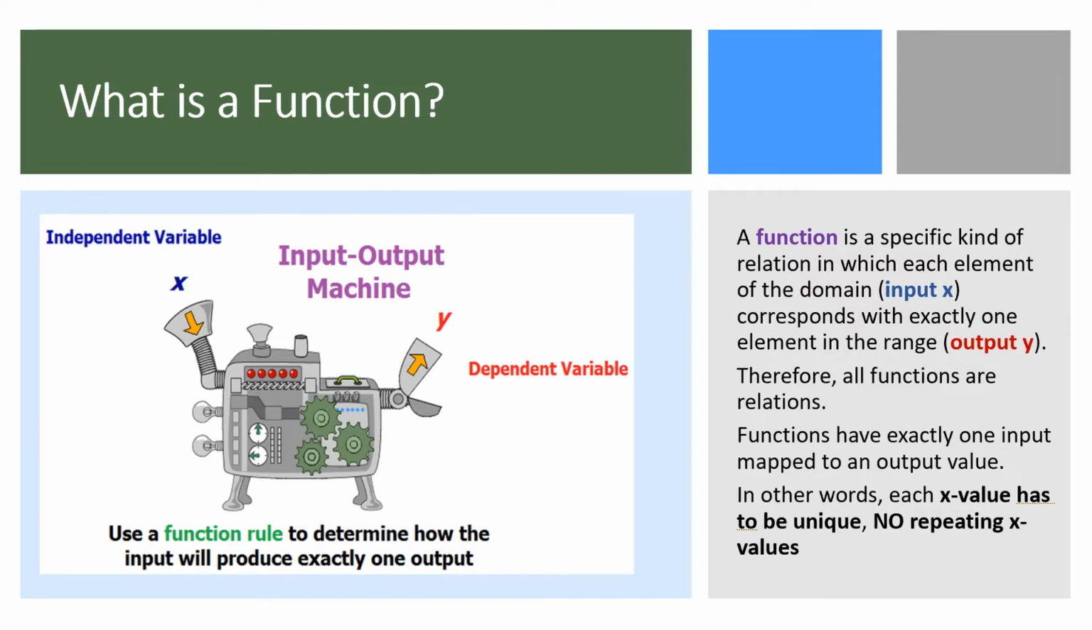So what's happening is there is a function rule going on inside that determines how the input will produce exactly one output. That's really the key for a function: it's a relation in which each element of the x, which we call the domain, corresponds with exactly one element in the range, the y coordinates. So all functions are relations. Functions have exactly one input mapped to an output value. In other words, each x value has to be unique, so no repeating x values.